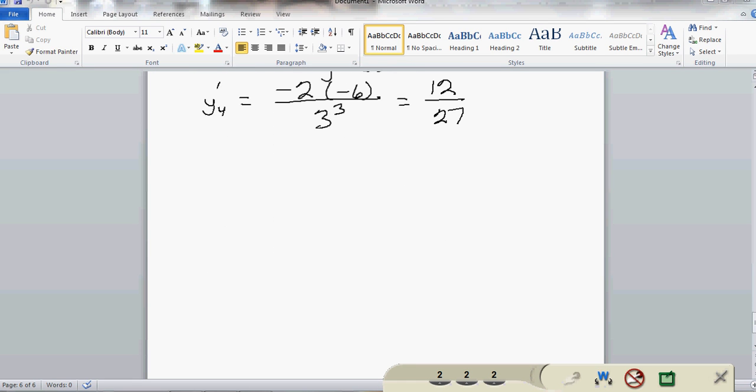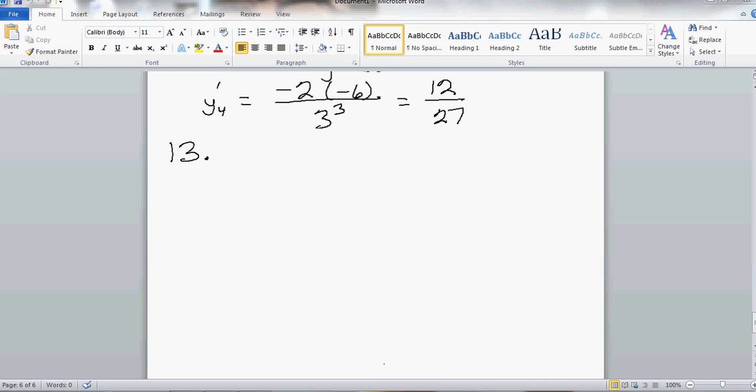Number 13. We're getting there. I apologize for the length of this video, but the chain rule takes a little bit of getting used to. Okay, so we have the velocity is equal to ks squared, and k just represents a constant, so we're going to treat k as if it's a number.